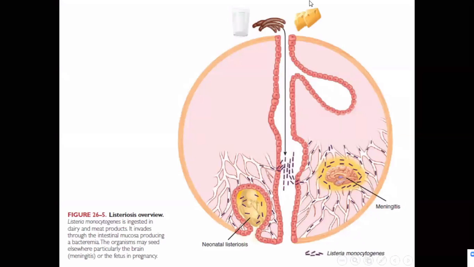So, as I said, it can come from food or a drink. This is cheese, this is meat, water, etc. And it can go from the intestine to the blood, as we have seen. And if it goes to the blood, it can come to the meninges and cause meningitis. And if the mother is pregnant, it can also reach the fetus and cause neonatal listeriosis. The infection is called listeriosis after the birth of the child, immediately.